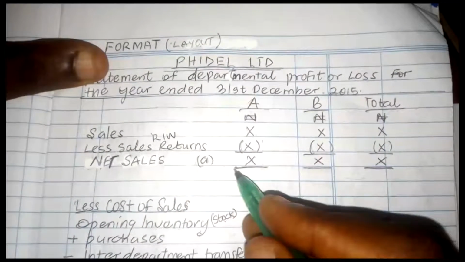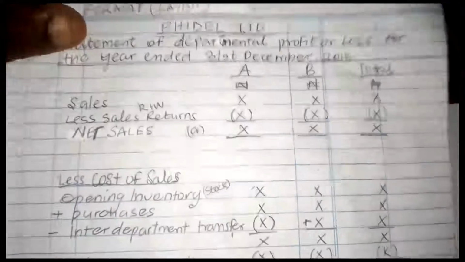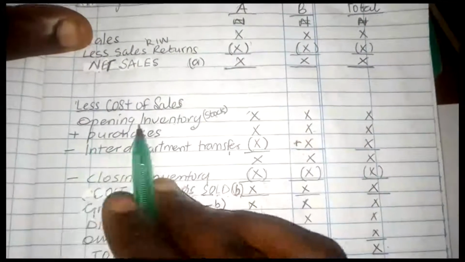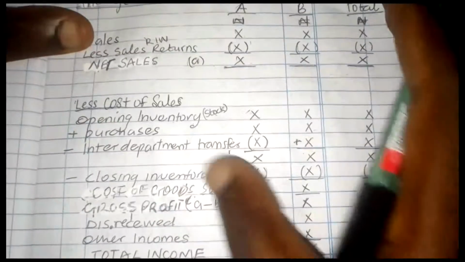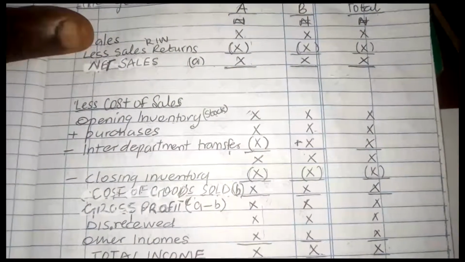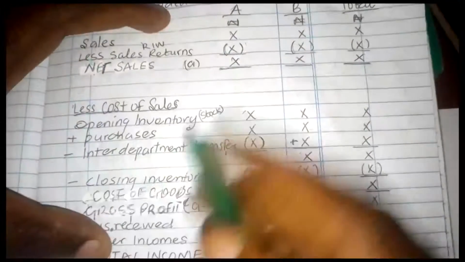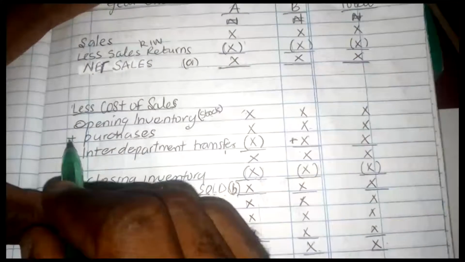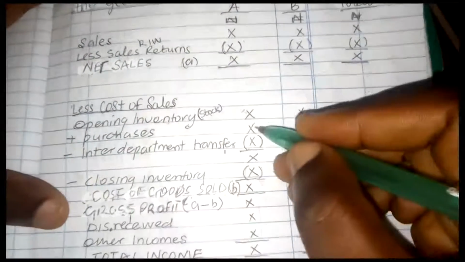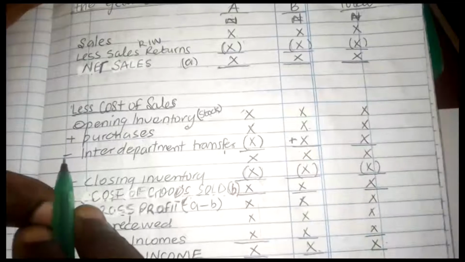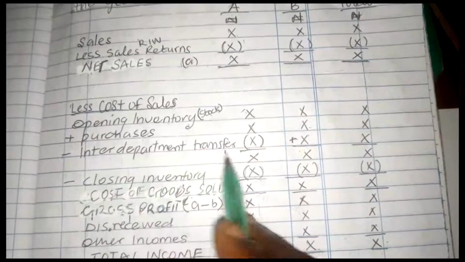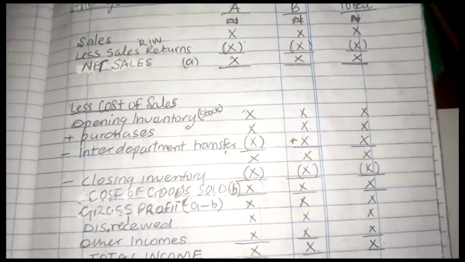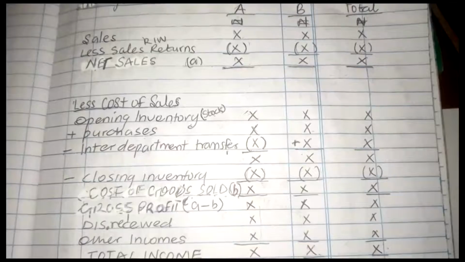Then you close the account with a single line. Then you come down a bit. You write less cost of sales. We have opening inventory. This is a modern format which I want you to embrace. Opening inventory, another name for inventory is stock. Then you add your purchases, then you subtract your interdepartmental transfer. I've explained the concept of interdepartmental transfer in the last class. What do we mean by interdepartmental transfer?